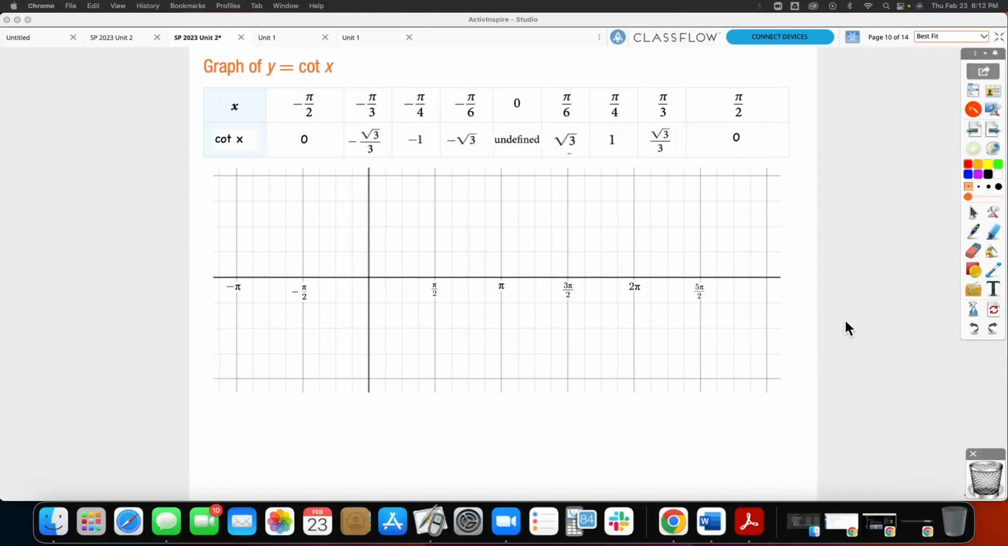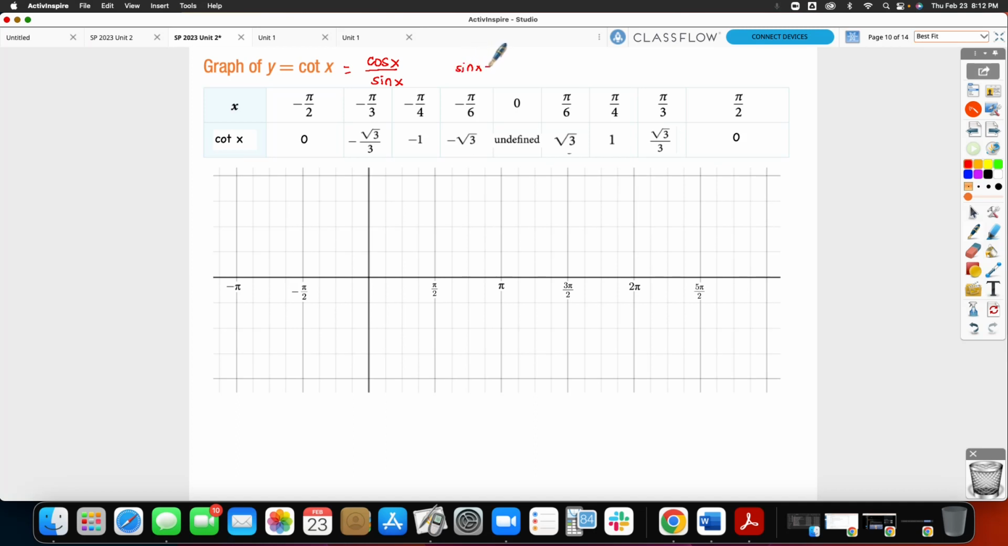Okay, let's graph cotangent x this time. So cotangent x is equal to cosine over sine. Whenever sine x is equal to 0, the cotangent is undefined, which means you have an asymptote. So where is sine x equal to 0?